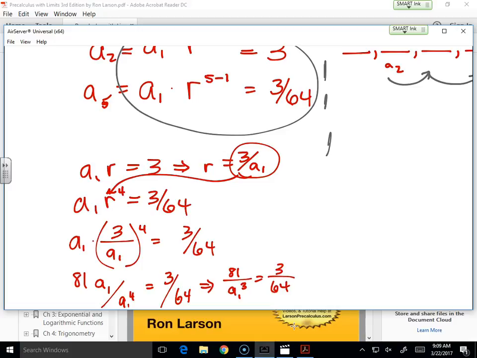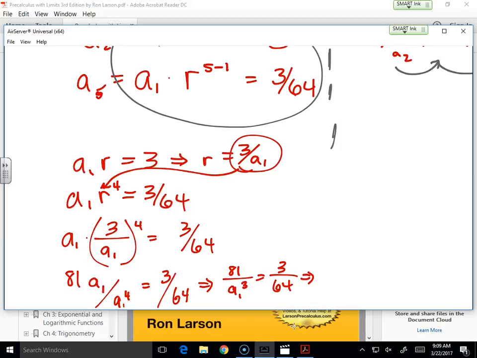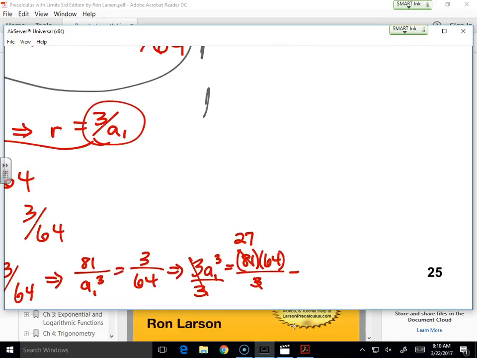Probably a lot of you guys would think of cross multiplying. At which point you would get, does 3 and 64 reduce? No, it doesn't. That's a bummer. So we would get 3 a sub 1 cubed equals 81 times 64. I'm just going to do this because I'm a cheater. So I'm going to divide by 3 in a second anyway. That's going to be 1 and 27. When you finish, a sub 1 is equal to the cubed root of 27 times 64.